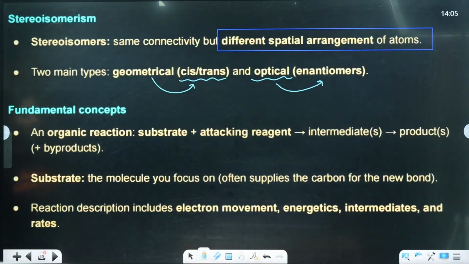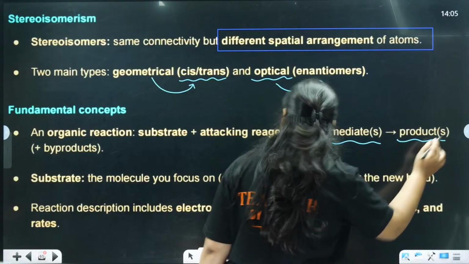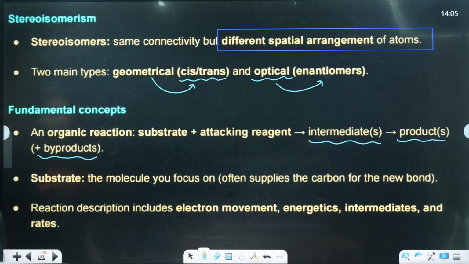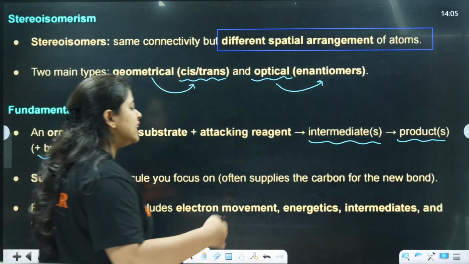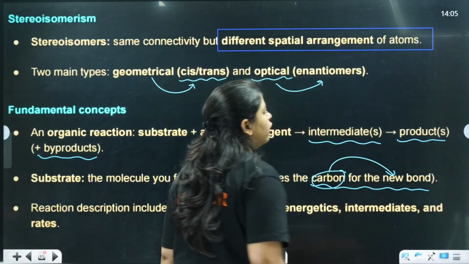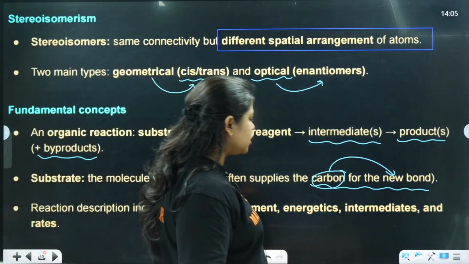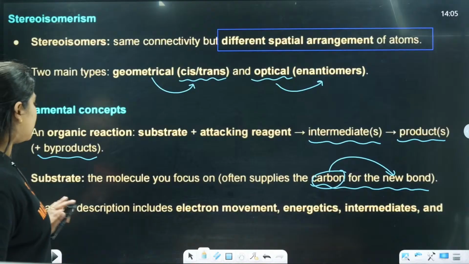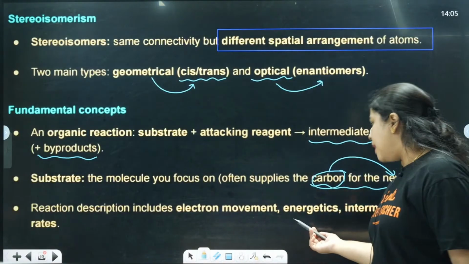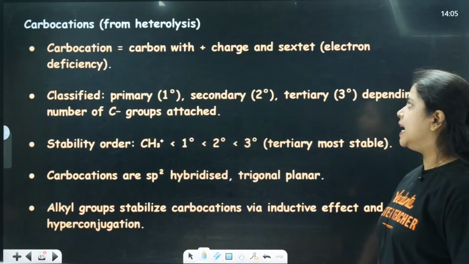Done. Now next comes the fundamental concepts. First, an organic reaction: the substrate plus the attacking reagent forms an intermediate or products plus byproducts. Clear? Now, what is the substrate? The molecule you focus on often supplies the carbon for the new bond. To form the new bond, it will supply carbon. Next, the reaction description includes the electron movement, energetics, intermediates, and even the rates. Clear? Next comes carbocations from heterolysis.